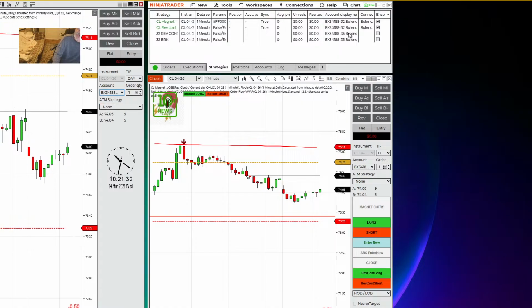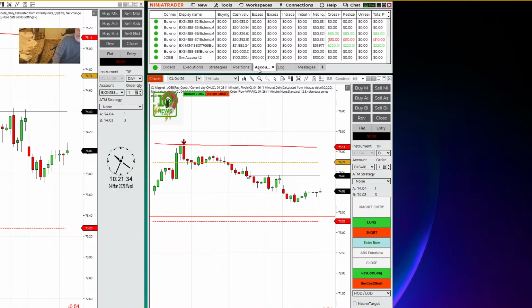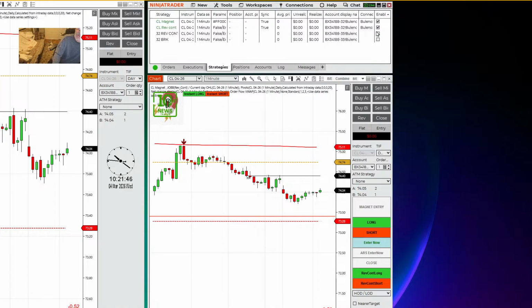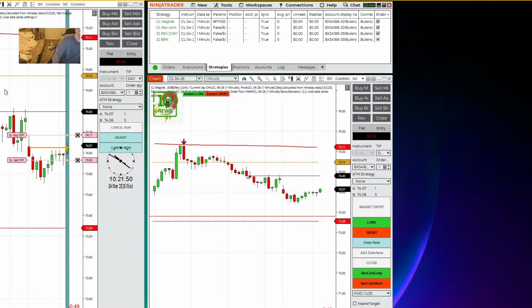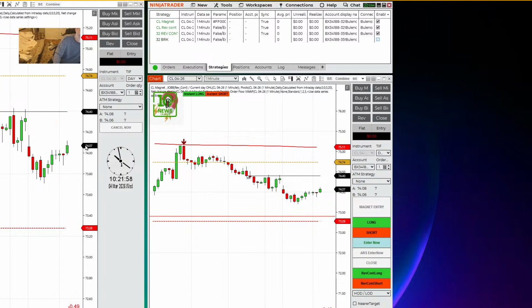Let's double check that. Account 35 is just a regular old prop account with a little bit of profit. So that's where we're doing the breakout. Then we have 32, which is our other account. Order submitted. Order canceled. Now we don't want our trades triggering yet, so we were testing our brackets.